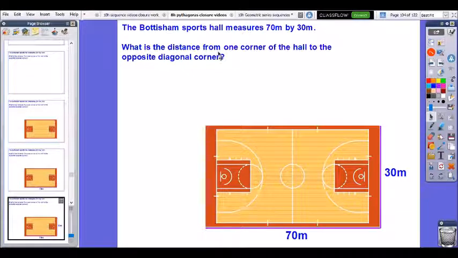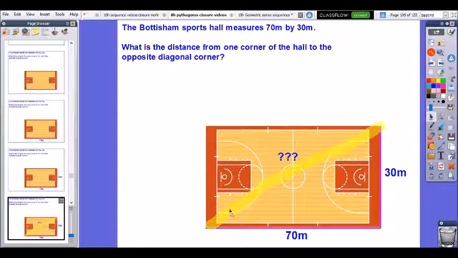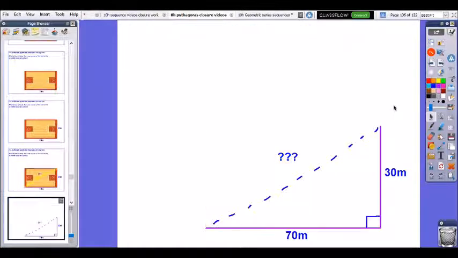And what I mean by the distance from one corner to the other is this length here. So either this length here, or you could have chosen the opposite corner. It doesn't matter, you'll get the same answer. So basically we want to find this missing length. And hopefully by now you can just see that this is a Pythagoras' theorem problem, just dressed up in this context. So really it's just a right angle triangle, and we're finding that missing length, the hypotenuse.